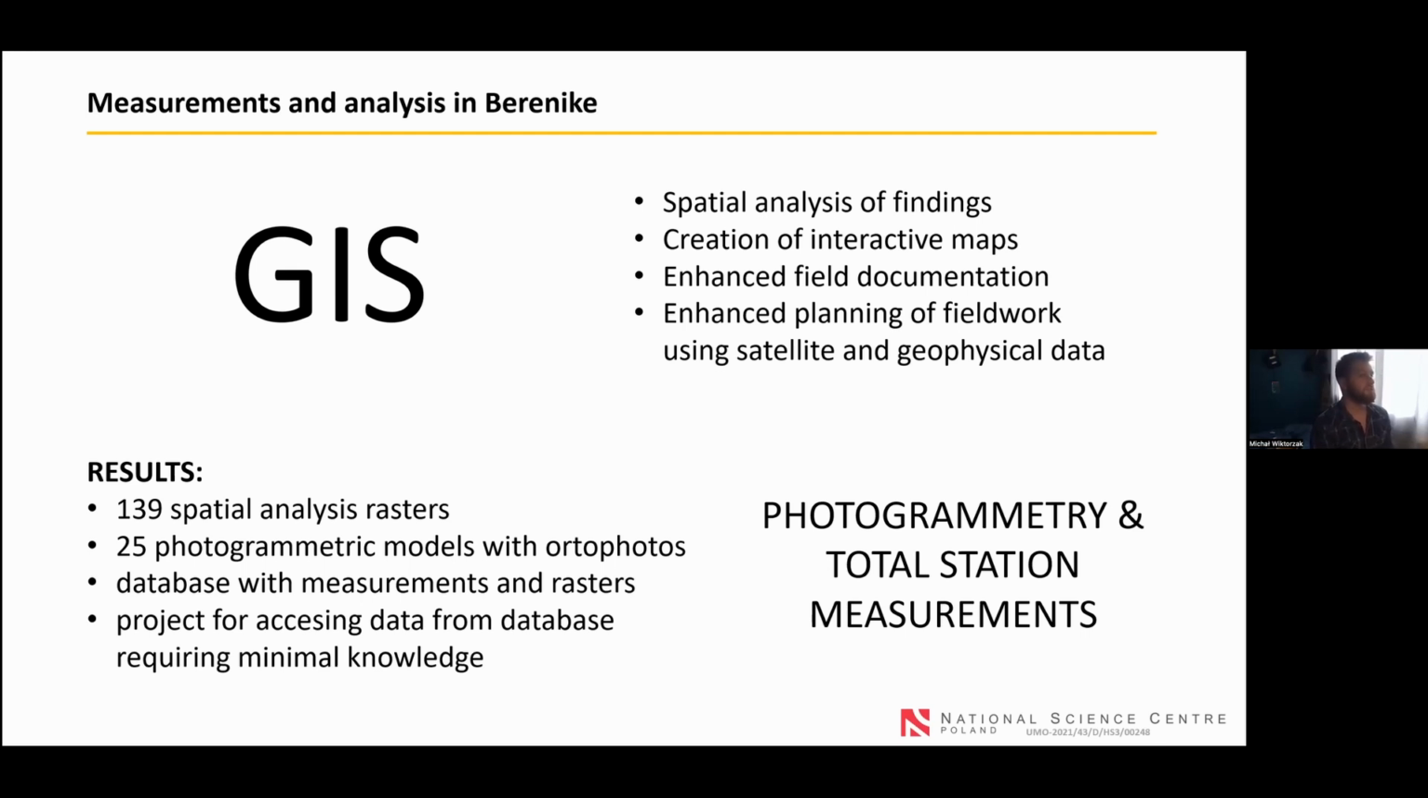During the excavations, around 139 spatial analysis rasters and 25 photogrammetric models were made that allow us to visualize all our work. Also, for the purposes of the supervisors, a project was made that allows us to access the data from the database with really little knowledge of GIS.